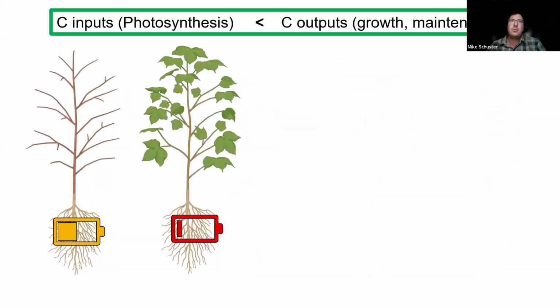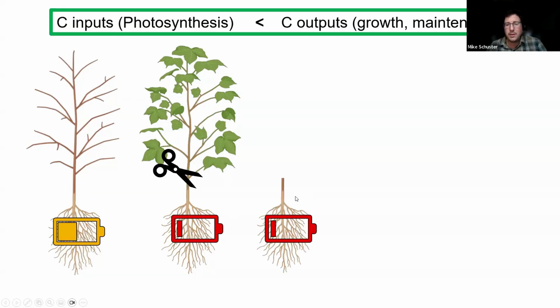But with critical period cutting, we move to a paradigm something like this, where we shift carbon inputs through photosynthesis to be less than carbon outputs, thereby depleting the carbon reserves of the plant. So we go through the same process of coming out of winter, mobilizing our carbon reserves to grow new leaves. But with critical period cutting, we say, hey, I'm going to take all that carbon that you just mobilized and you're not going to get anything for it. I'm going to cut all that new growth off.